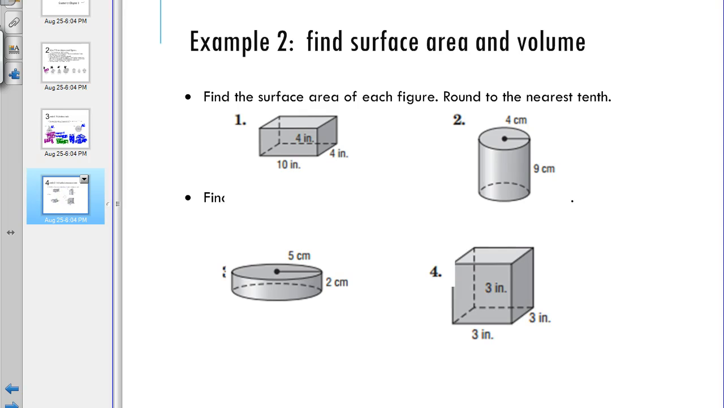All right, now for surface area. Surface area means you're going to cover up all of those faces. So surface area of this box, I'm going to move this around just a little bit here.